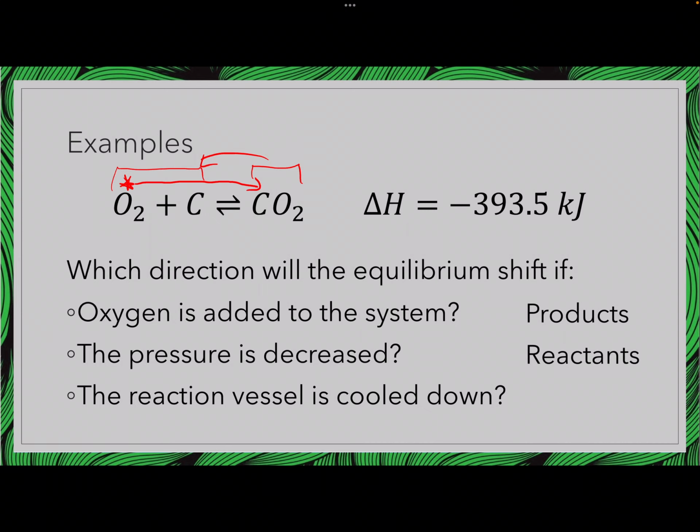Now, if it's cooled down, it's going to go towards the exothermic side of the reaction. And in this case, the forward reaction is the exothermic reaction. And so it's going to go towards the products.